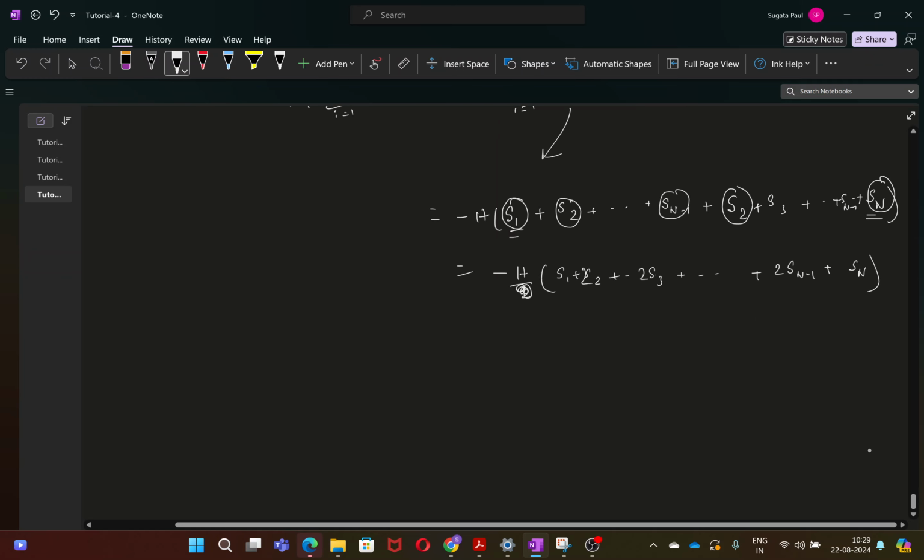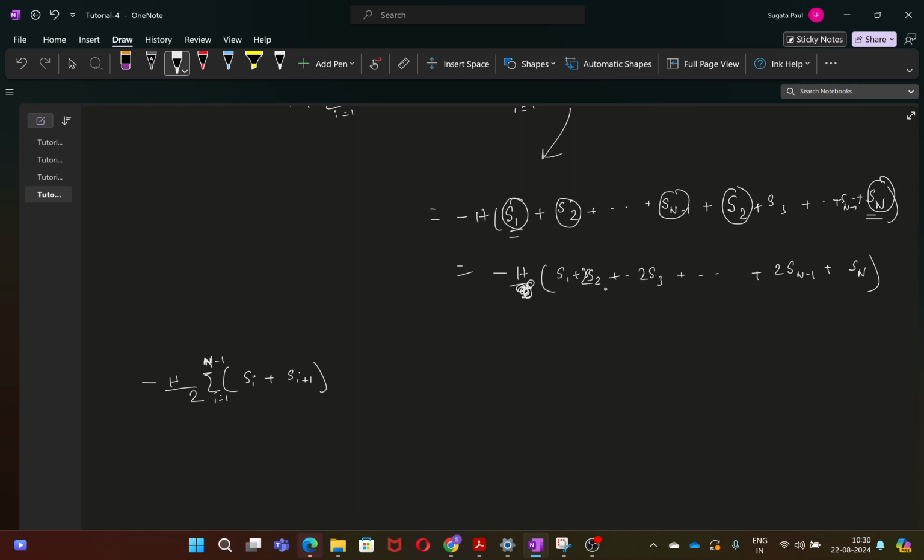you can just convert it to minus h by 2 sum of Si plus Si plus 1, sum over i equal to from 1 to n minus 1. So if you put a divide by 2 in the denominator, then all the 2 factors present with S compensate, and you will directly get S2 plus S3 plus the other spins without the 2 factors. That's why you divide by 2.